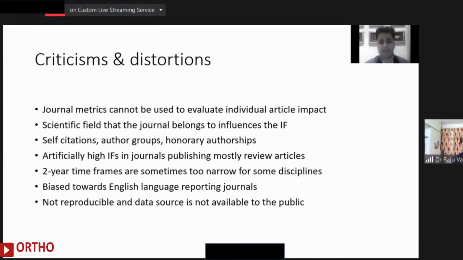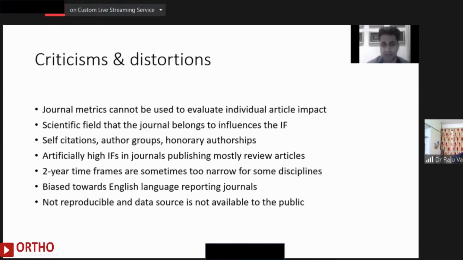And of course, there have been problems with self-citations and groups of authors who cite each other and honorary authorship, which all sort of distort the actual impact and the actual citation index of articles, or the H index of authors, and the impact factors of journals. And therefore, another problem, of course, is that review articles are published in certain journals, and they will obviously be cited more.